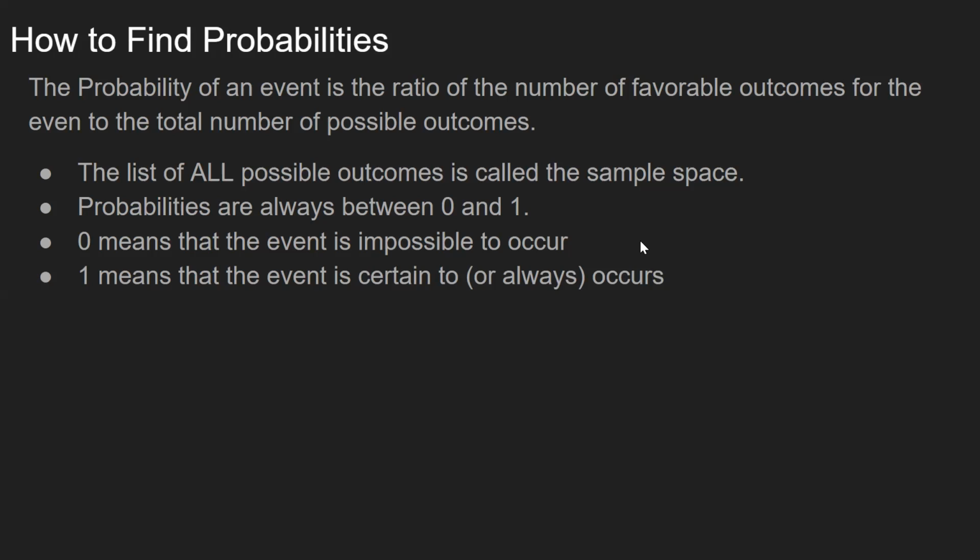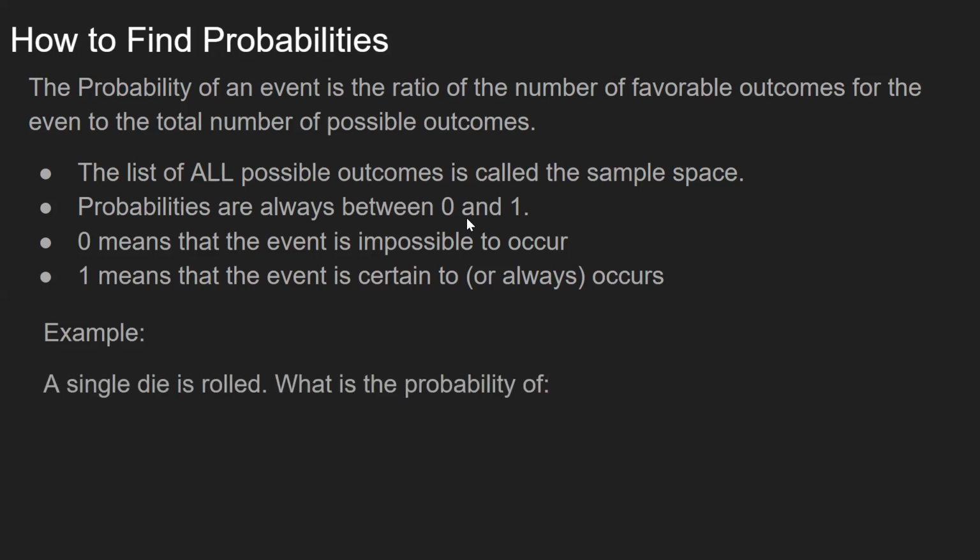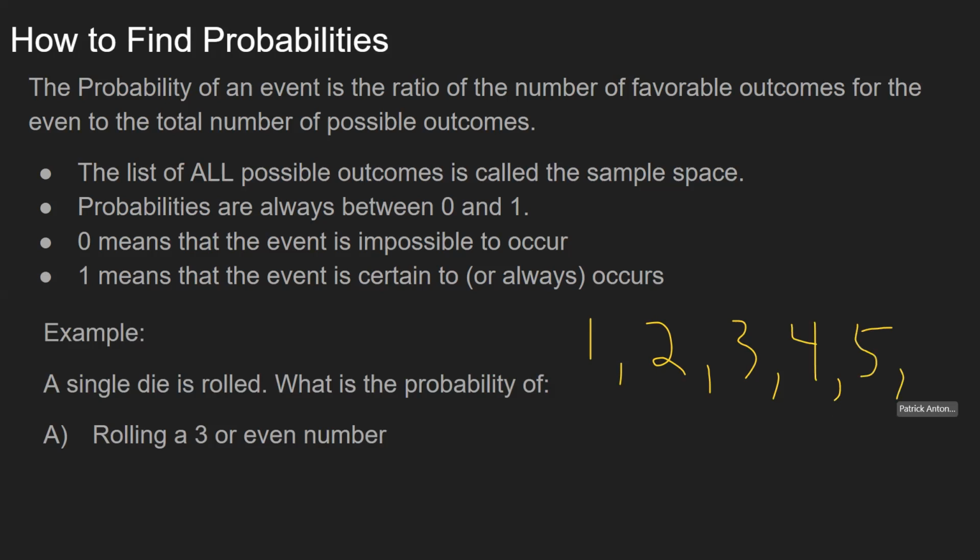Now, probabilities are always a decimal between 0 and 1. Sometimes they're expressed as a fraction, and then sometimes they're converted to a percent, and I'll show you a little bit about that. So if a single die is rolled, what's the probability of rolling a 3 or an even number? When you roll a die, you can roll 1, 2, 3, 4, 5, 6. Just a standard regular 6-sided die. We're not talking about anything crazy.